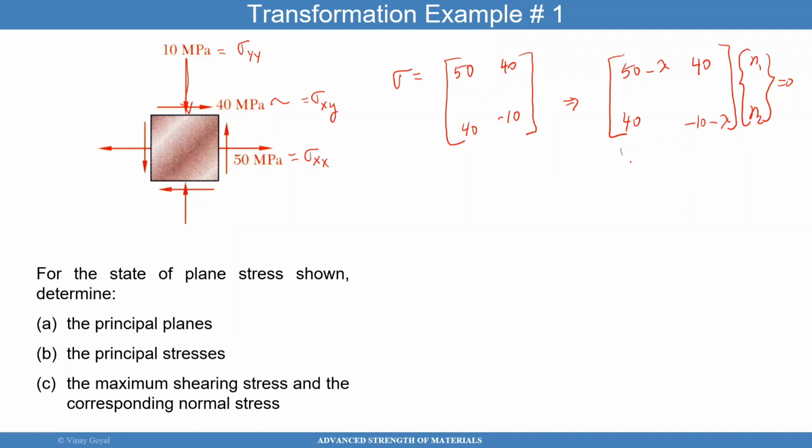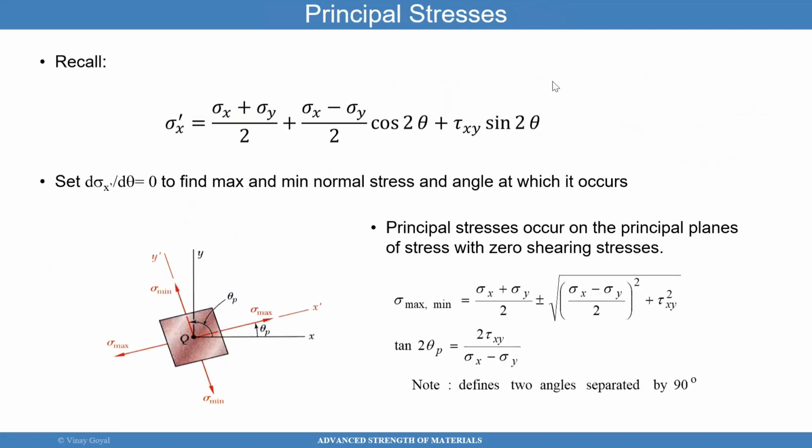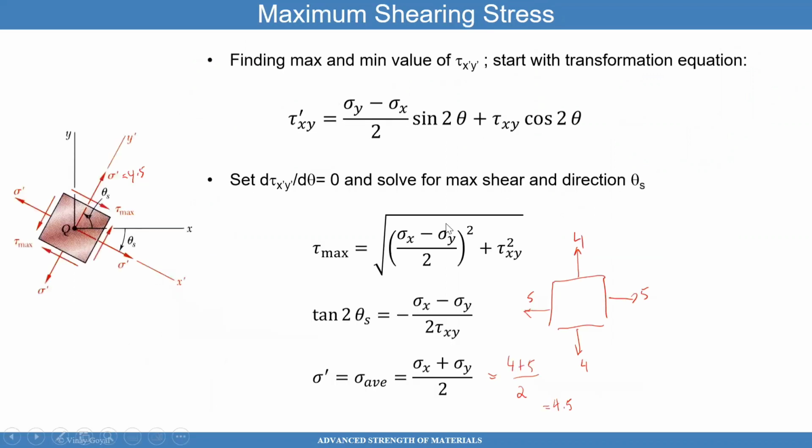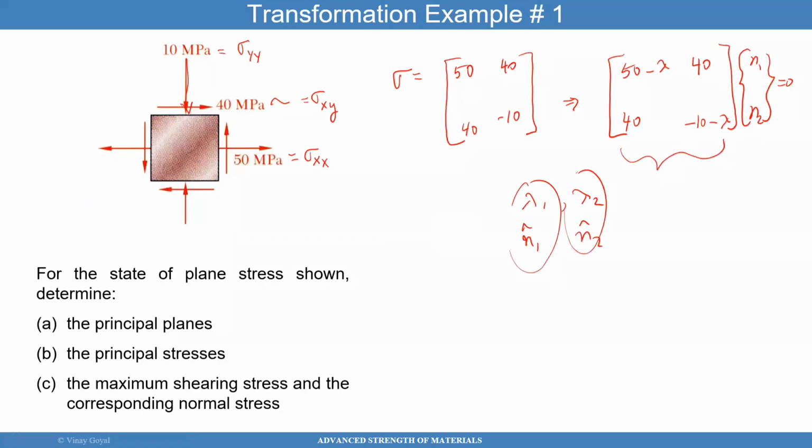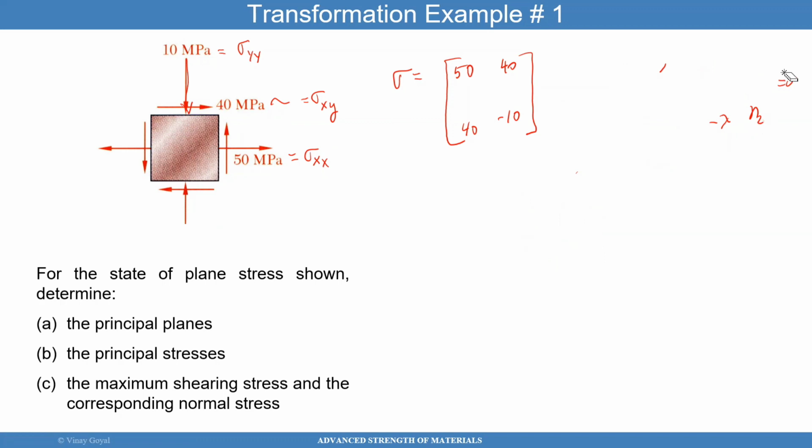You can find the determinant of this, and that'll give you two characteristic roots, and that gives you the principal stresses. And you can find the associated principal planes for the first one and the second one. So that's going to give you the same answer as what you will find with this method. So let's look at how to do it with the formulas that we discussed.